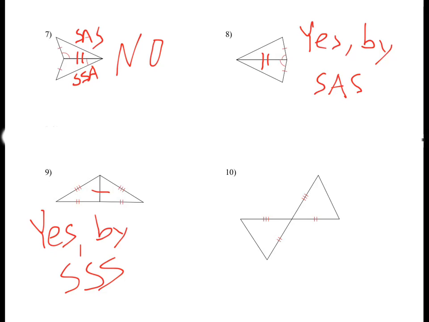And that brings us to 10. Here in the middle, we have two lines crossing, which means we can add some angle congruent markings because those are vertical angles. If you look at the left triangle, you have two sides and the angle that's between them. And if you look at this one, you have two sides and the angle between them. So you, again, have congruence by side, angle, side.